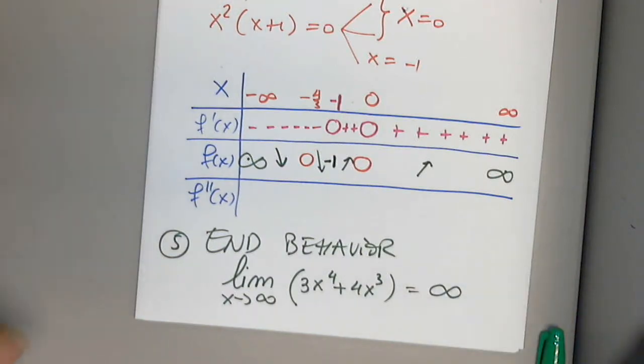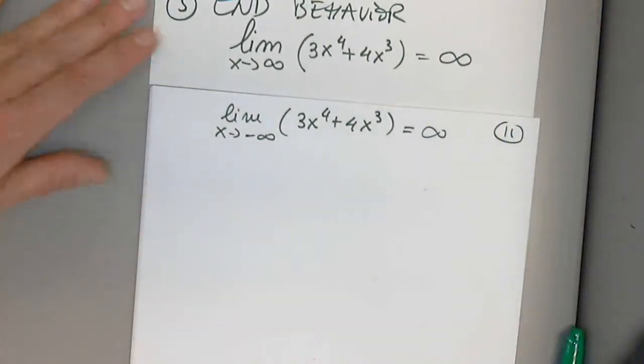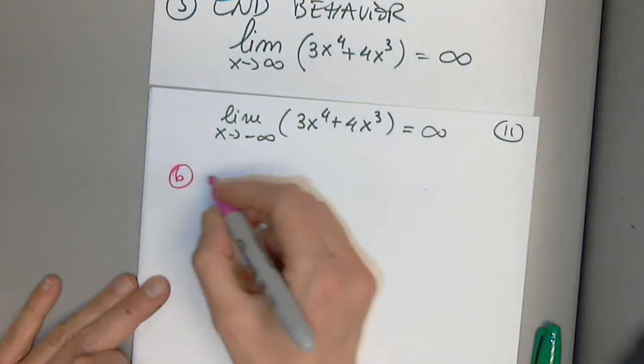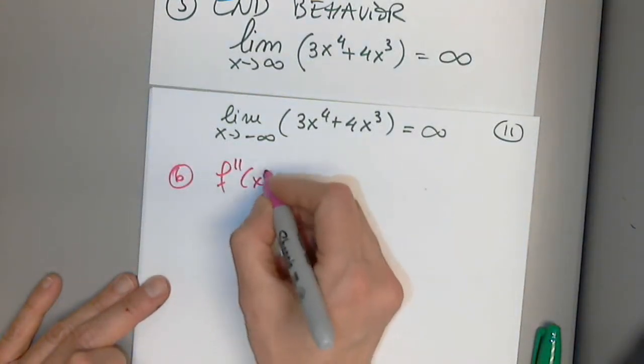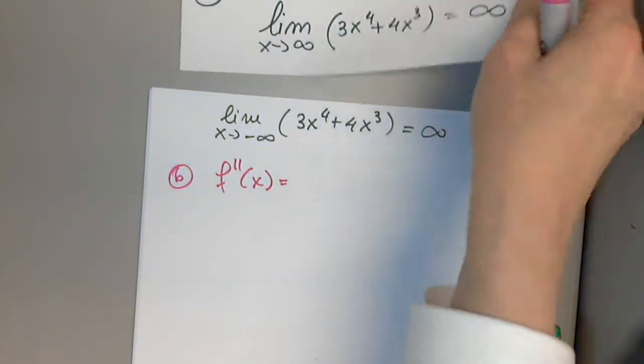Do I still have time? Yes. Okay. Second derivative is number 6. F double prime. So let's summarize for a moment. What does the first derivative say about the function? It tells us whether the function is increasing or decreasing. Agreed? Good. We don't know what the second derivative will say. Let's calculate it first, and I'll tell you what it says.